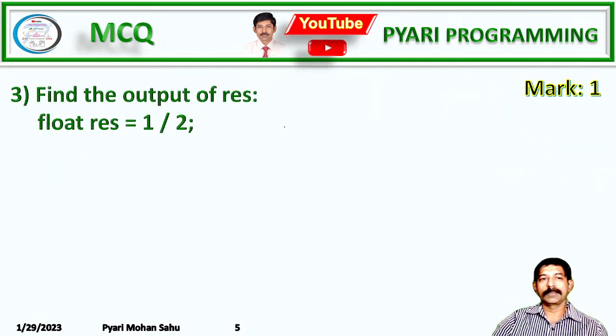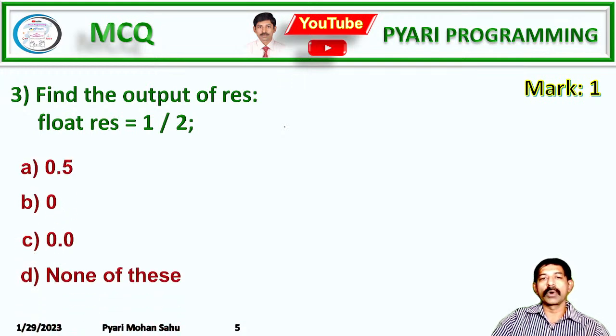Next question. Find out the output of RES. What will be the output of RES? I am saying 1 by 2. Now, when I am saying 1 by 2, what will be the output? Division means quotient. Okay.